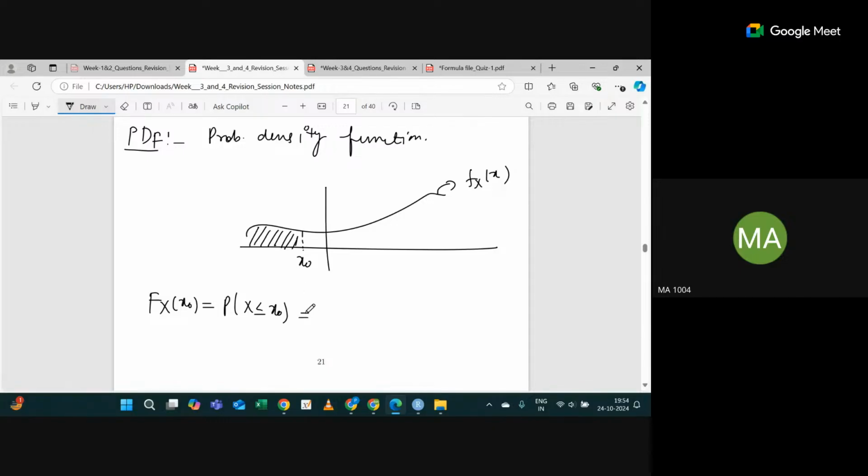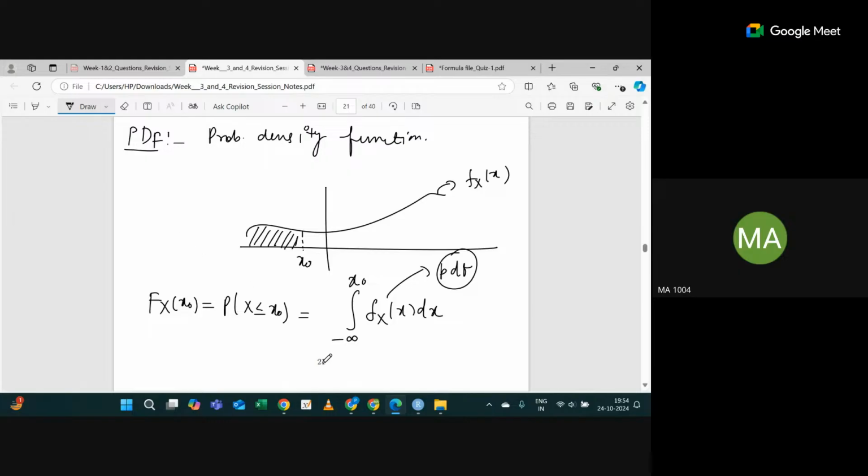If I want to find this probability in case of continuous, what do we have to do? We have to integrate the region from minus infinity to x naught. The lower limit is minus infinity and the upper limit is x naught. What do we have to integrate? This PDF. So this is what is called the probability density function. Is this all right?